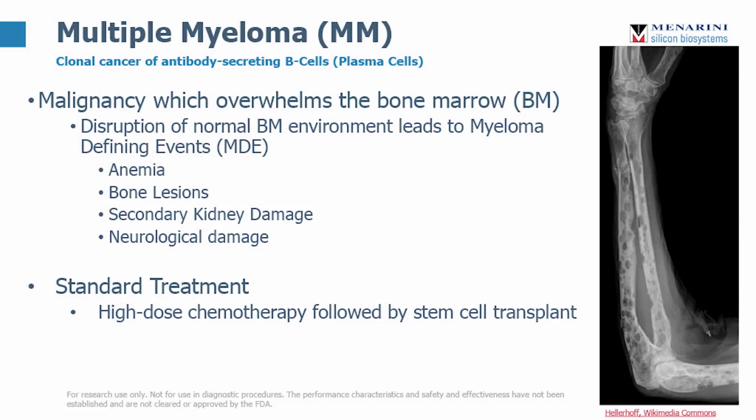So multiple myeloma is a clonal cancer of antibody-secreting B cells, which we call plasma cells. This particular cancer invades the bone marrow and overwhelms it, and it disrupts the normal bone marrow environment, leading to what we call myeloma-defining events. This can be anemia, bone lesions, which can be localized pockets of disrupted bone, like you see in the image on the right, or even large compound fractures in long bones. It can lead to secondary kidney damage and neurological damage. Standard treatment for this particular disease is a high-dose chemotherapy followed by a stem cell transplant.